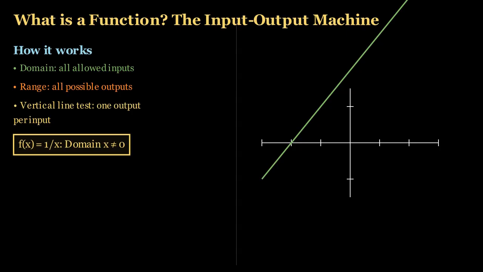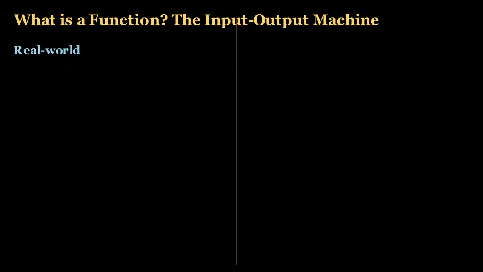Let's solve a real problem. Imagine apples cost 3 rupees each. The total cost is a function of the number of apples you buy. We can write this as C(n) = 3n, where n is the number of apples. The domain is all whole numbers, you can't buy half an apple. The range is multiples of 3.